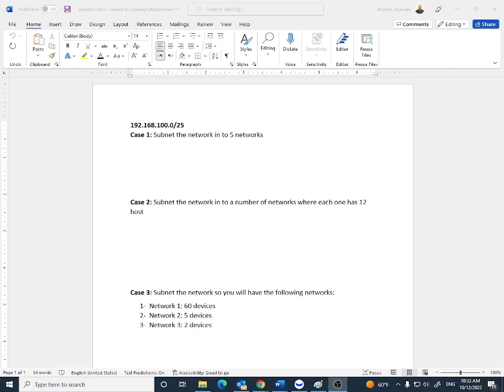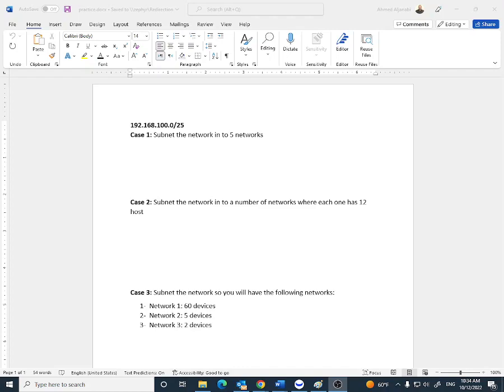So the idea here is that when you have a network IP address, you can take that network IP address and break it down into sub-networks. And that's where the word subnetting comes from. It's breaking one IP address into multiple subnet IP addresses. So that's, again, the main purpose.